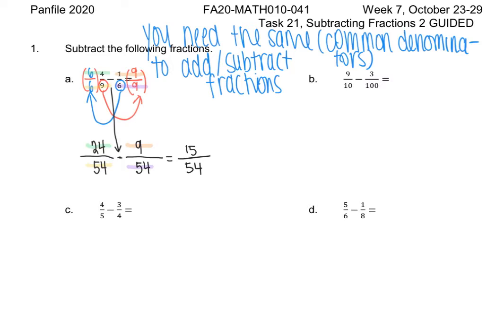If I look for a common factor, the common factor is 3. And if I divide both of those by 3, 15 divided by 3 gives me 5. 54 divided by 3 gives me 18. And since 5 is prime, I am done.